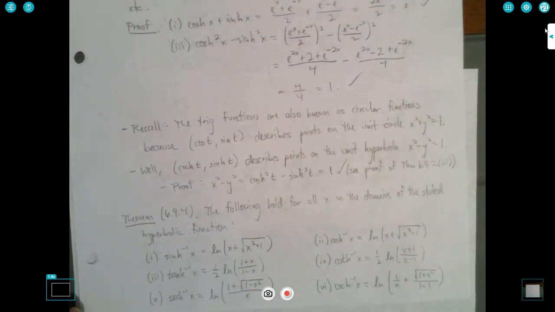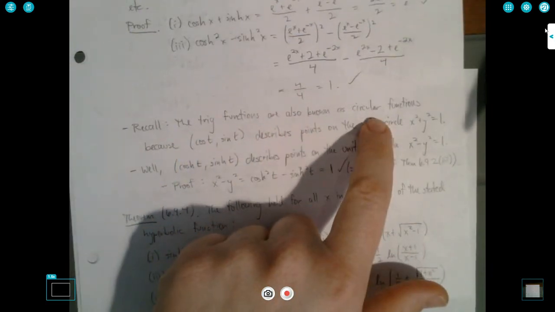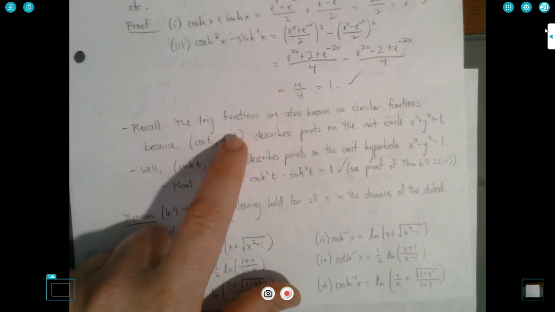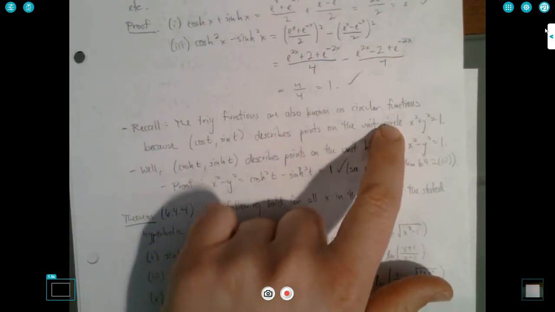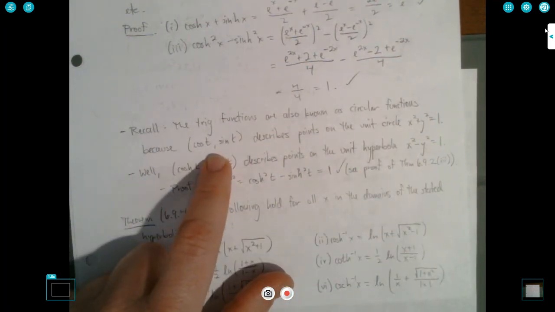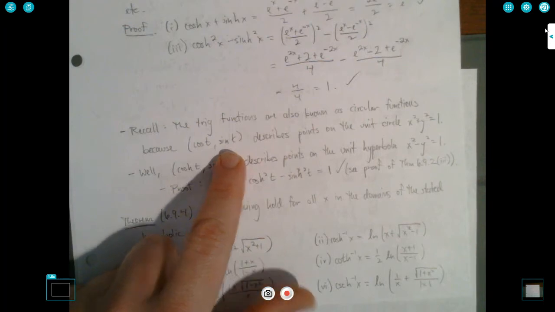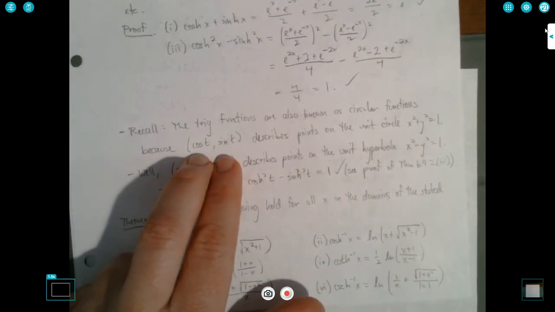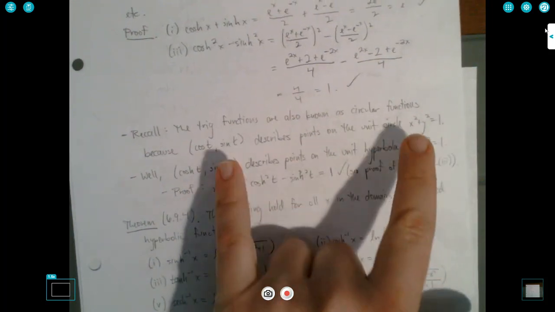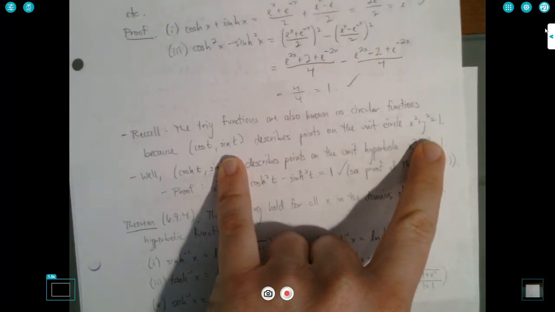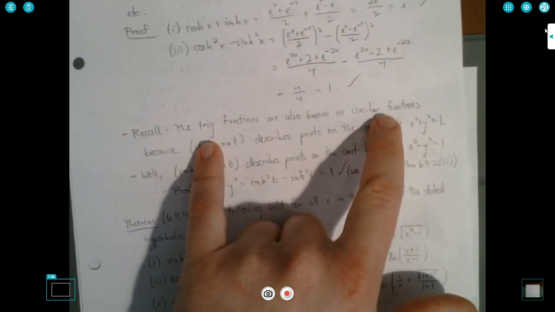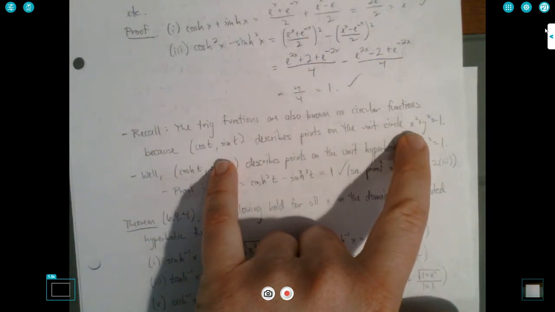So it helps for us to think about trig functions as circular functions. You may have learned back from your trig days that the trigonometric functions are also known as circular functions. The reason we call them circular functions is because if you take an ordered pair, cosine t, sine t, then that ordered pair is a point on the unit circle, x squared plus y squared equals 1. This is something that you would have learned in detail from trig, right? So trig functions are known as circular functions because of this fact.